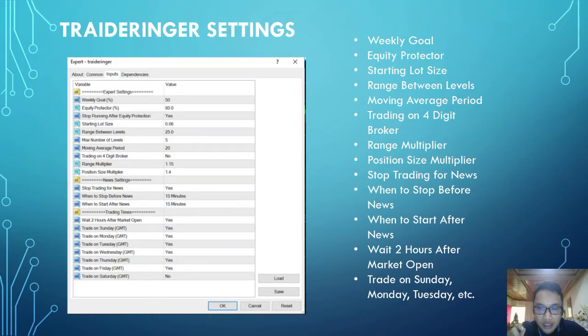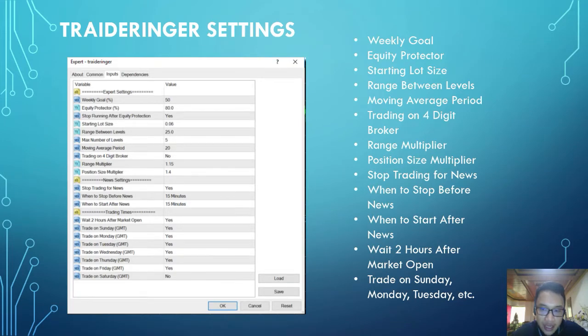Then stop trading for news. You set it to yes. Then when to stop before news, and when to start after news. The robot will stop trading before news, depending on the time that you set. For me, I set it to 15 minutes. So 15 minutes before the news, it will stop trading, and 15 minutes after the news, it will start trading again.